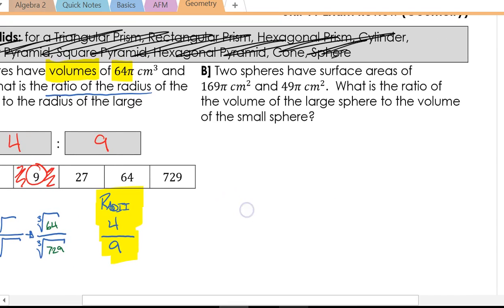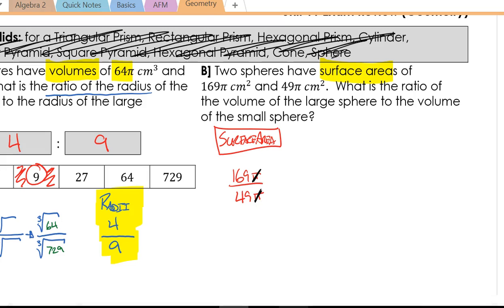Okay, B, two spheres have surface areas of 169 pi centimeters squared and 49 pi centimeters squared. Right off the bat, we again see that we are given surface areas. Let's make a ratio here. Once again, I'm looking to reduce these numbers, but I can't. The only thing I can divide out are the pi's.